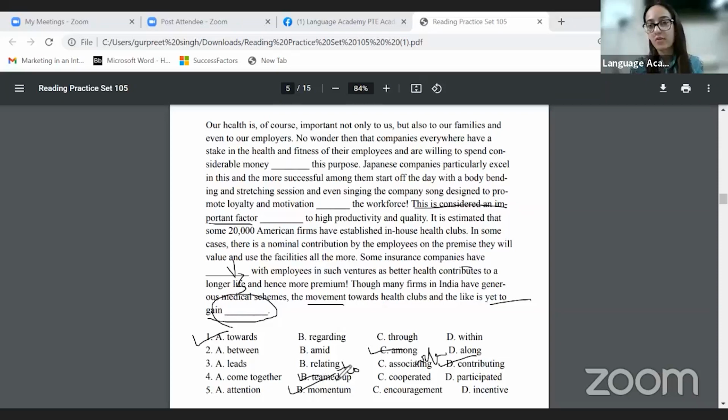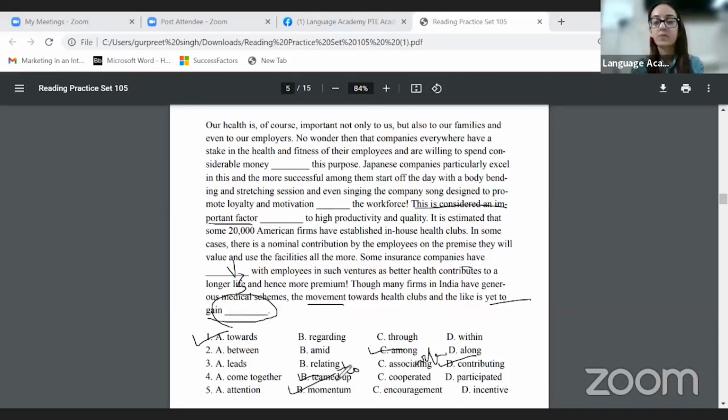So just one wrong for most of you. Please note down the meaning and the use of momentum. The first one should not have been wrong. Regarding means about, so it is two words. Good, Tamanna, well done. Among, because workforce will include more than two people. Contributing to, because it's a direct contribution, not just something relating to. Teamed up is a better way of saying come together. And the last one, movement gaining popularity, means movement gaining momentum.